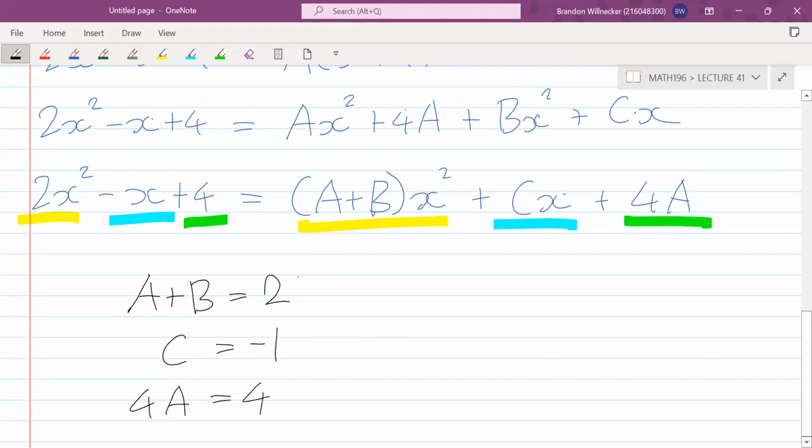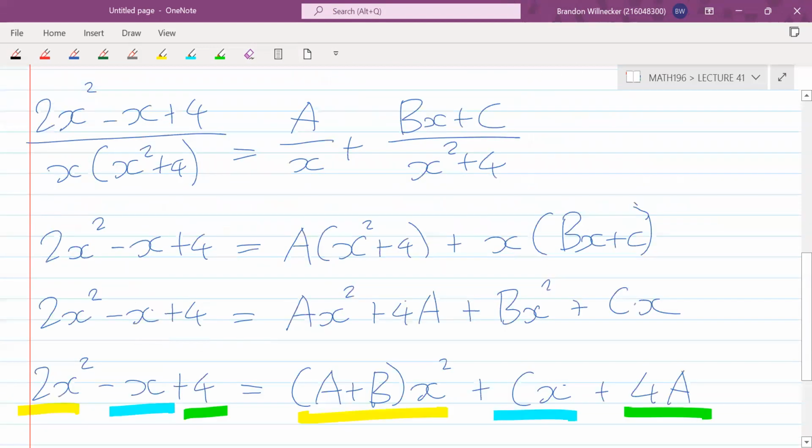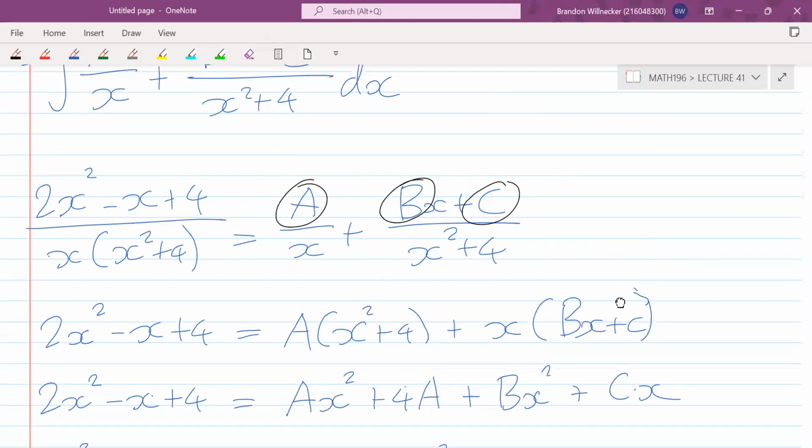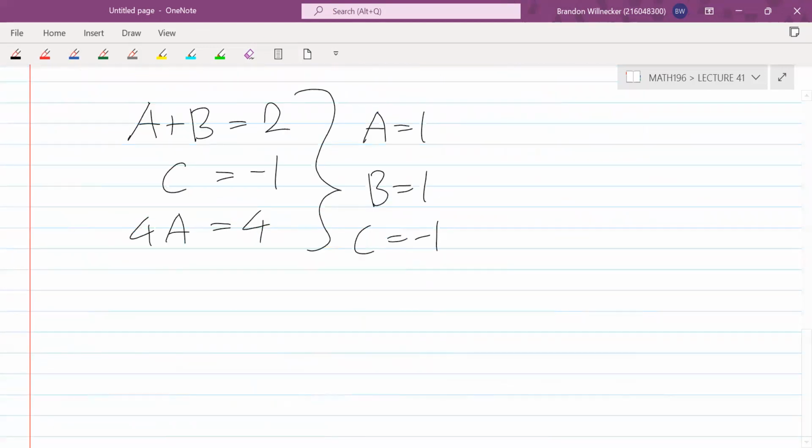Okay, so not too difficult to solve this. We're going to end up with A is equal to 1 from the third equation, B is equal to 1 just by substituting into the first equation, and C is equal to minus 1. That's just given there. Okay, so we can go back here, and we know what A, B, and C are. So let's go back to our integration.